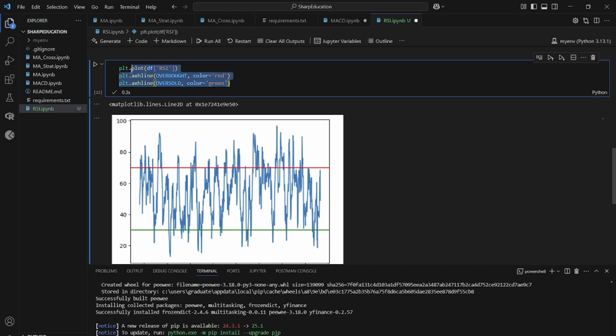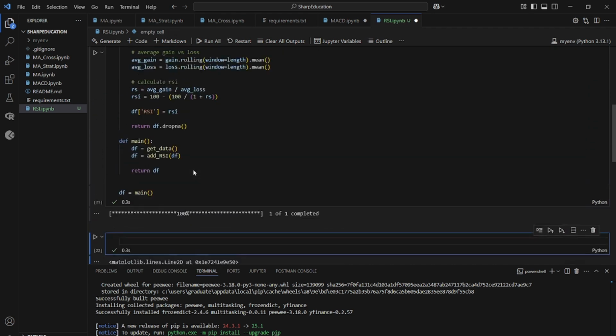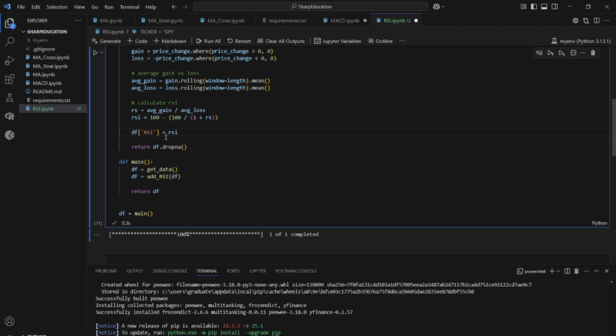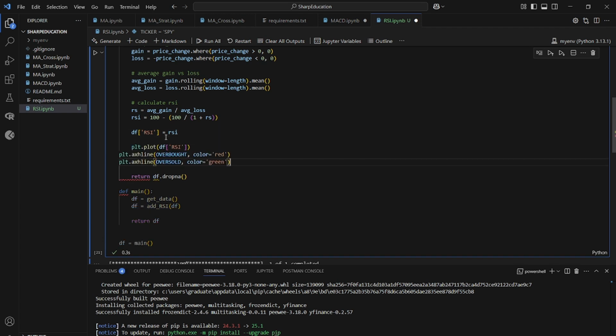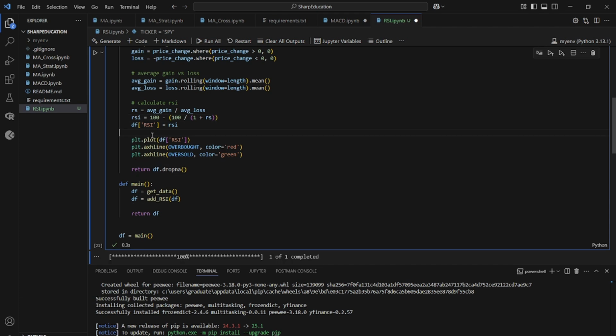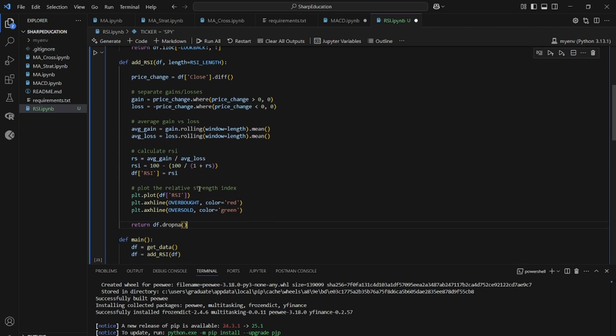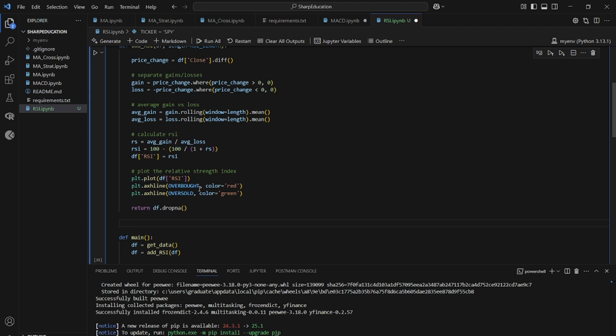And I want to add this to our relative strength index plot function. So let's put this in here. Can I do that? Yes, I can. Should be good. So plot relative strength index. All right. So now we have our data and our function. We're going to move on to defining our strategy.